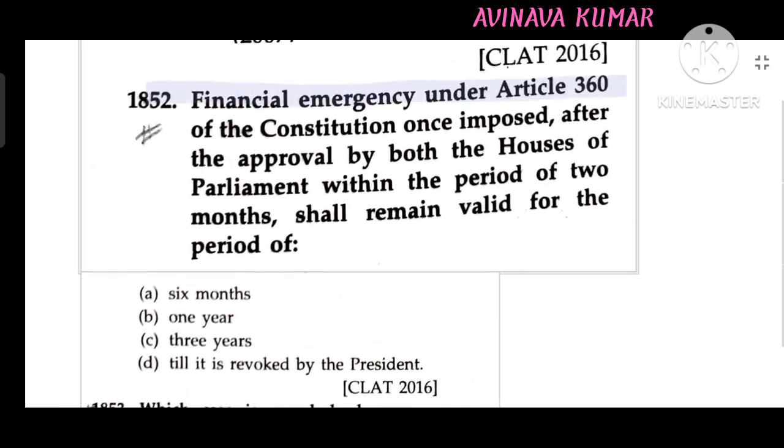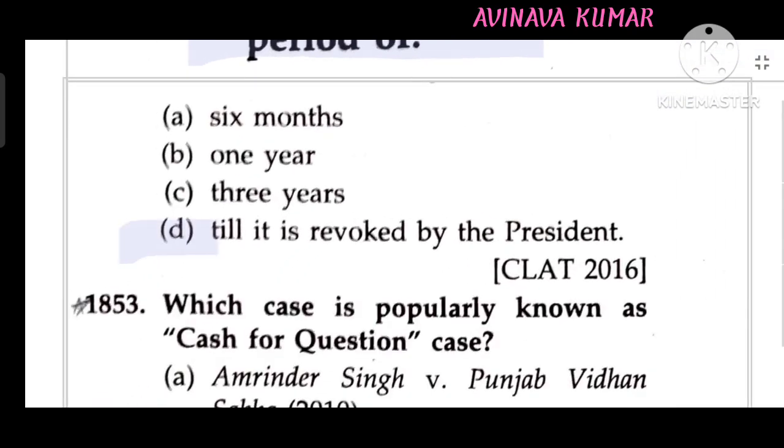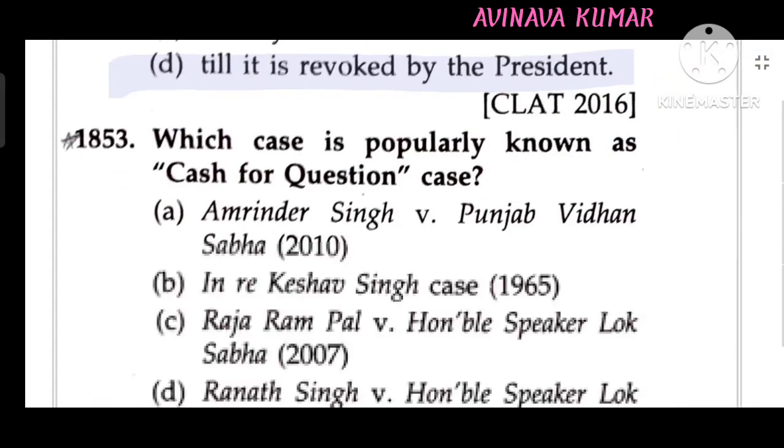Financial emergency under Article 360 of the Constitution, once imposed after the approval of both the Houses of Parliament within the period of 2 months, shall remain valid for a period of... Answer: till it is revoked by the President.